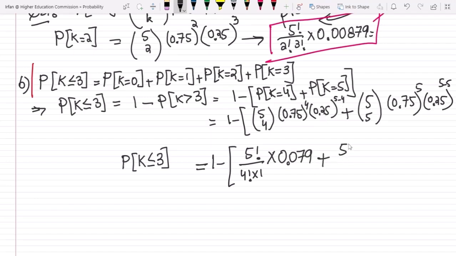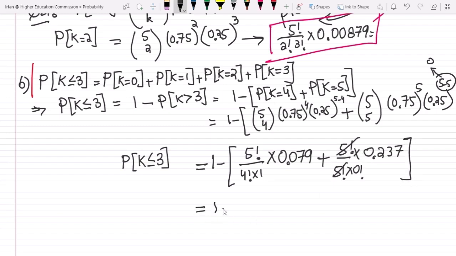Similarly here I will have 5 factorial divided by 5 factorial into 0 factorial, and multiplying these terms, because it will become 0, and anything raised to power 0 is 1, so it will be what? It will be 1. And here 5 factorial and 5 factorial, these two will cancel out, and here we will have 0.237. Okay, so here it is what we have.